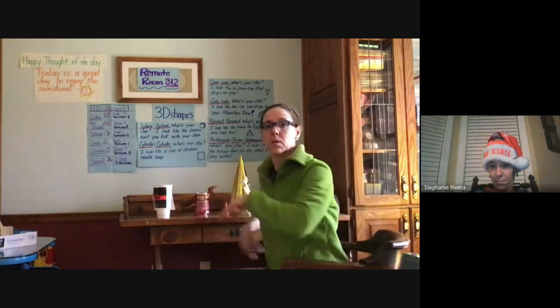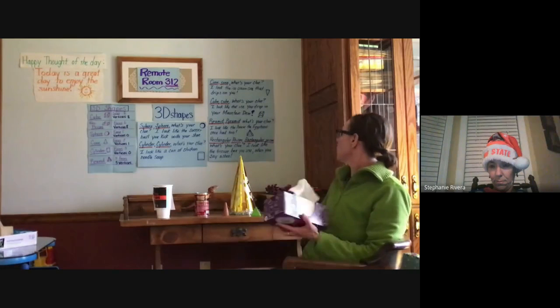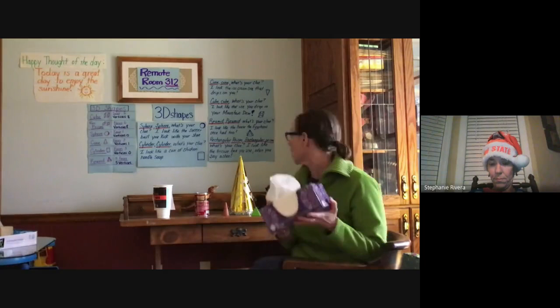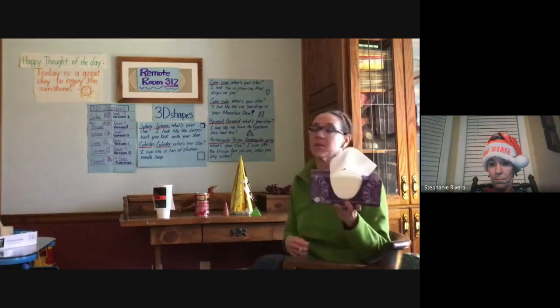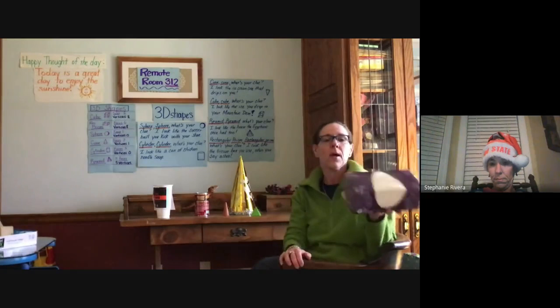Got to do the Egyptian little dance there, right? All right, last one. Rectangular prism, rectangular prism. What's your clue? I look like the tissue box you use when you say achoo. Do it with me.